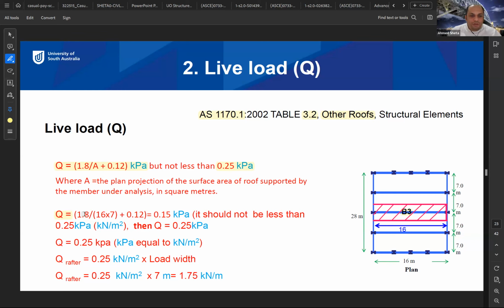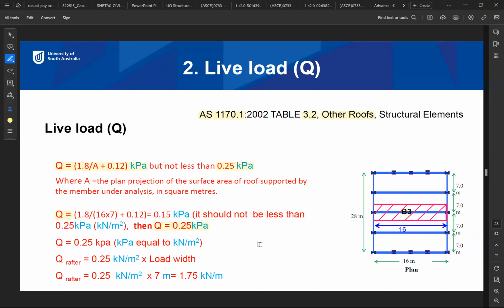Okay, so 1.8 divided by 16 times 7, where 16 is the span and 7 is the spacing. Okay, and this is the pink or purple area here. Plus 0.12. So what is the final result? 0.15 kPa. So 0.15 is less than 0.25. So what is Q?